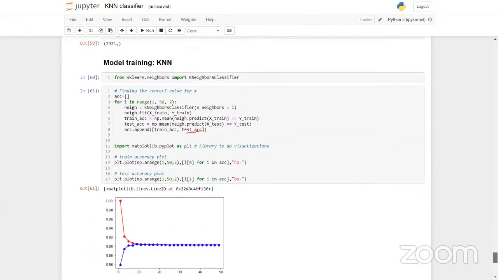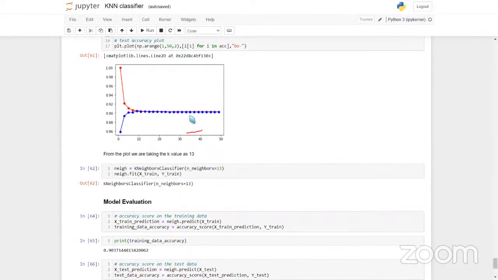Then we are doing the modeling part. Here we are doing KNN modeling, K nearest neighbor classifier we are using. I have imported the classifier and I just plotted this to find the number of K values. We already know that the number of K values we have taken is 13. So we are taking this 13 and we have trained and fitted the model on these 13 neighbors.